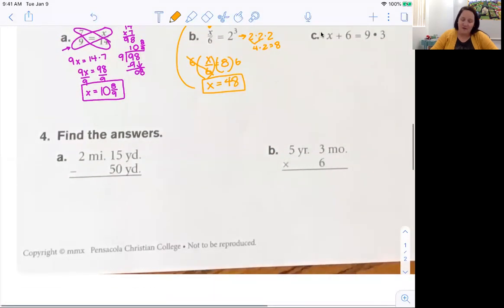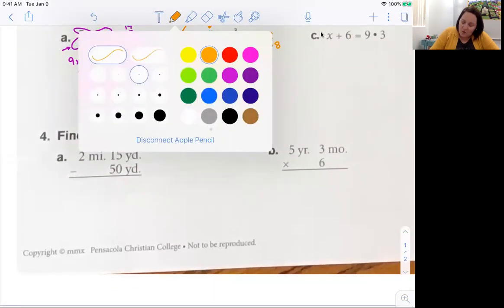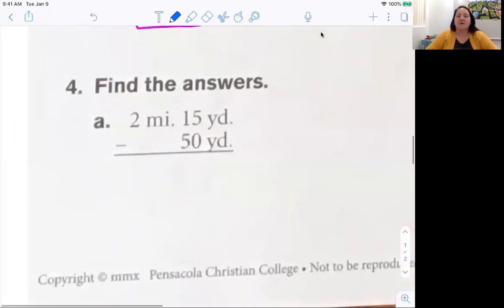Let's move on to number 4. We're going to find the answers. So I have 2 miles, 15 yards minus 50 yards. What do I do? Can I do 15 minus 50? I cannot do 15 minus 50. So I have to go to my miles, take 1 from the miles, but this is where we have to think. How many yards are in a mile?